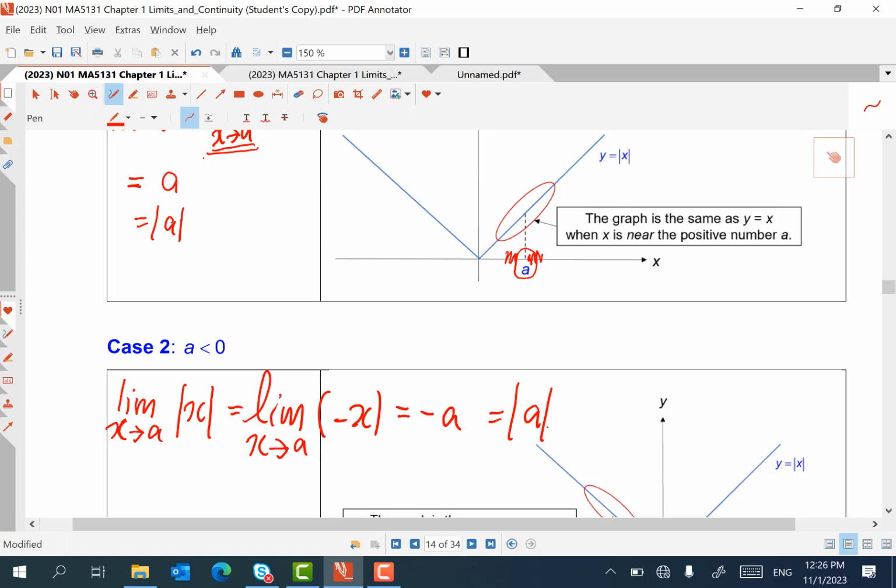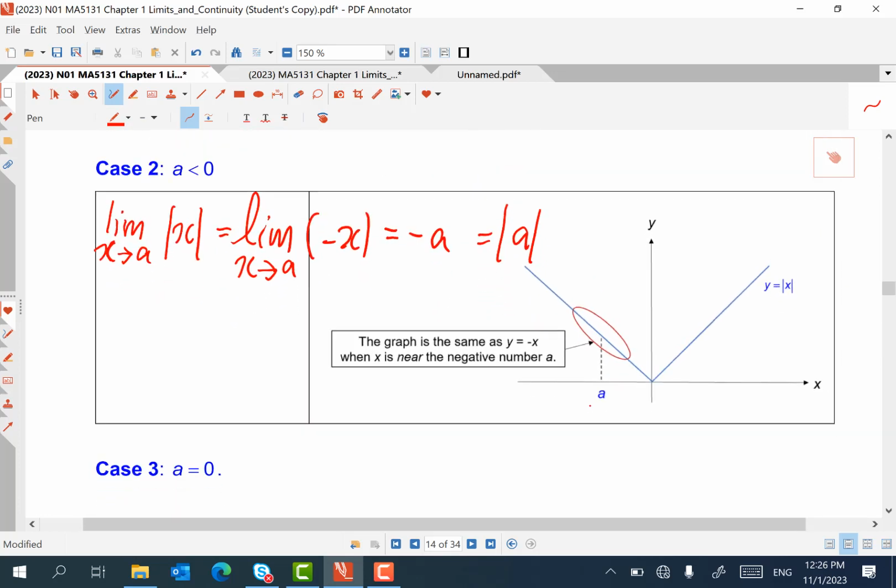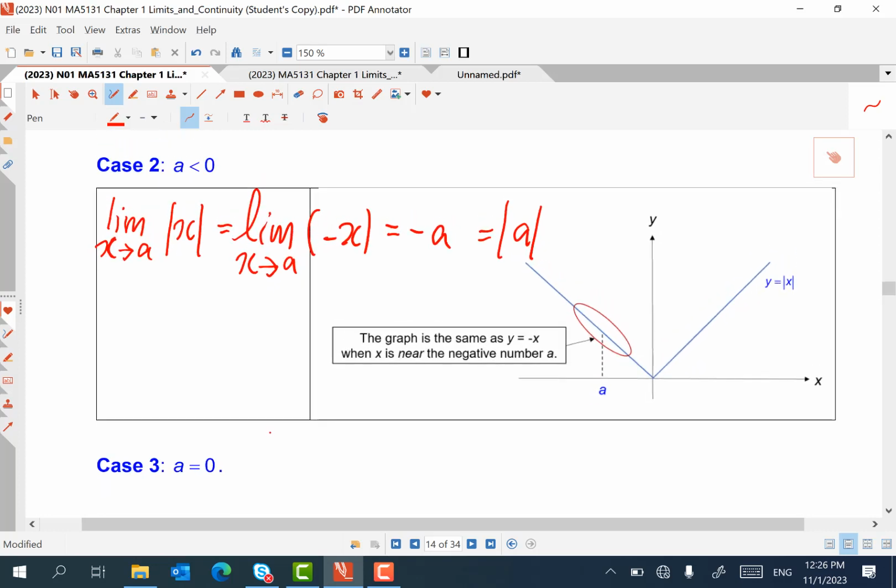Now, when a is 0, you can't do what you're thinking. When a is 0, you can't write this right away. You can't immediately say that. Listen. The reason is because at x equals 0, this function is defined differently on the left and on the right. So don't write this. You cannot write this immediately. Class, you have to write this.